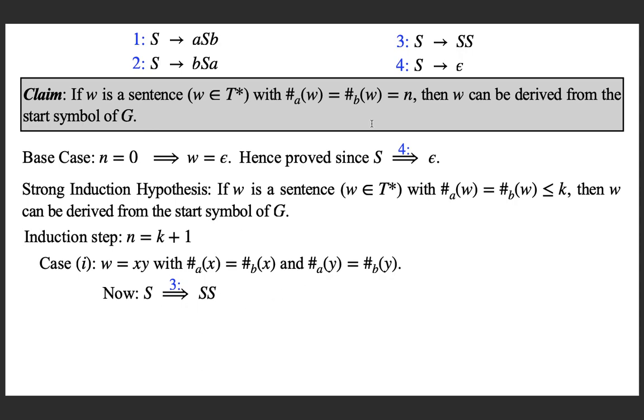First you apply production number 3. What you will get? SS. Then from the first S, you can derive any string with equal number of A's and B's, because here the number of A's must be less than or equal to K, which is the same as the number of B's. Because from the form we can see that neither X nor Y can be the empty string, because you can easily verify that, otherwise it would be of the first form.